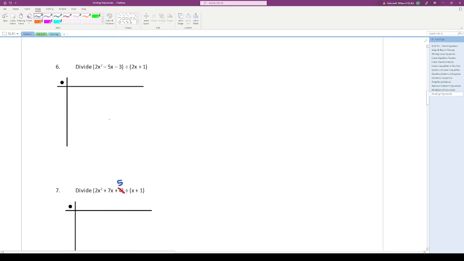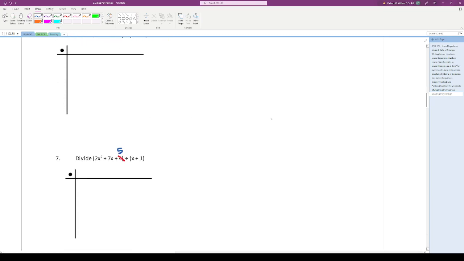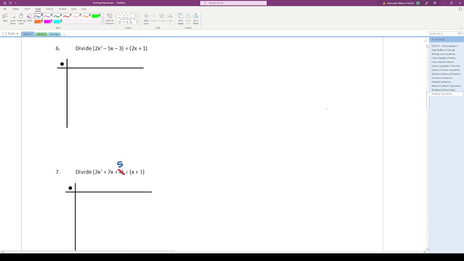So try number 7. Go ahead and note on your paper that this should be 2x squared plus 7x plus 5, not plus 4. It'll be hard to divide that evenly if you don't change that to 5. Once you do, go ahead and try number 6 and 7. Follow the exact same process that we've just been doing. Make sure that you are getting the right answer, and if you want, double check by multiplying. I will go through these two, but pause the video and try them yourself first, and then unpause it and I'll go through it.